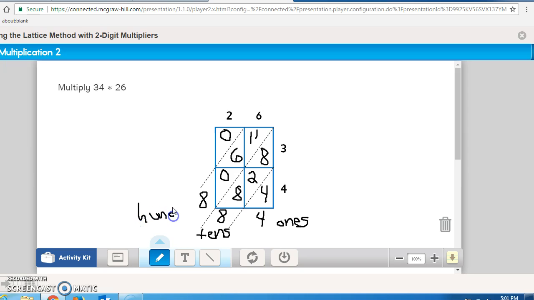And again, I apologize, my handwriting is not very good when I'm doing it with my mouse. And 0 plus nothing is 0. And if there was a number there, this would be my thousands place. So when I multiply 34 by 26, my answer is 884.